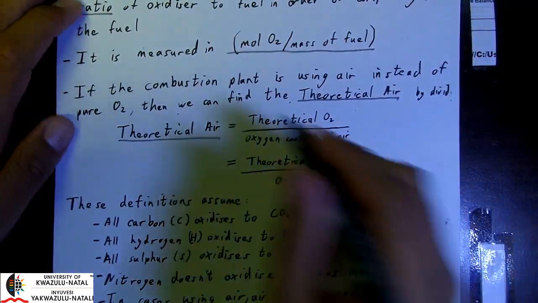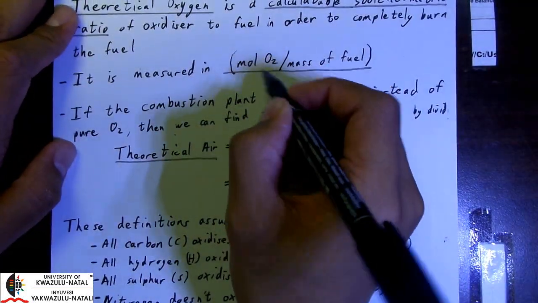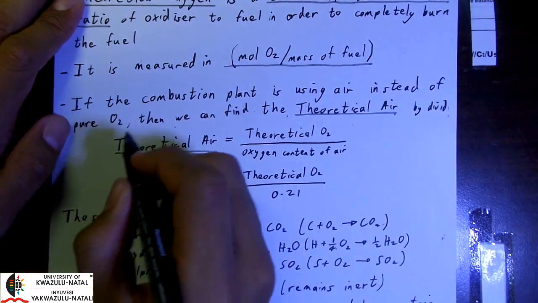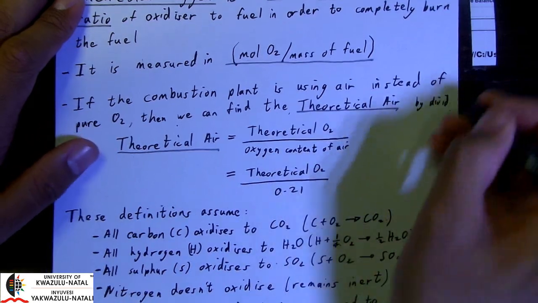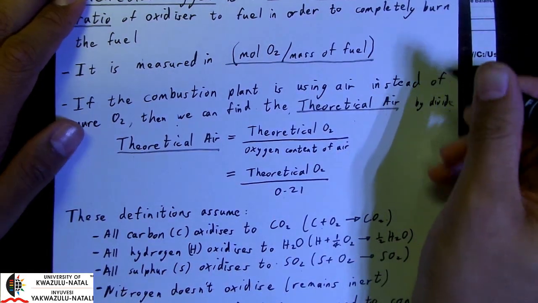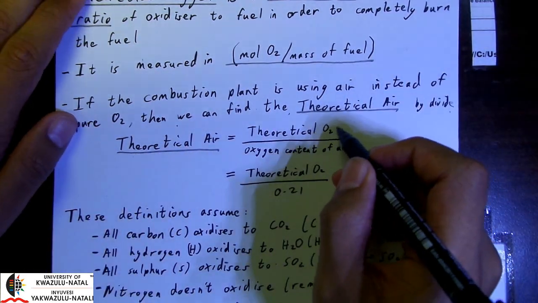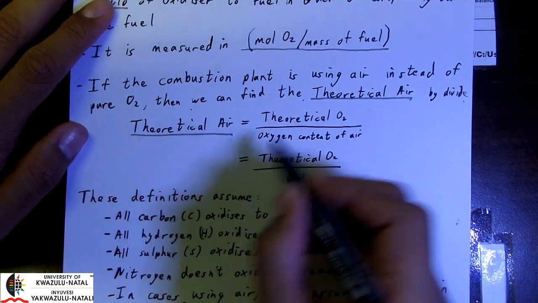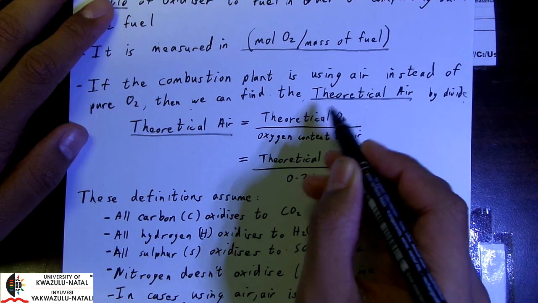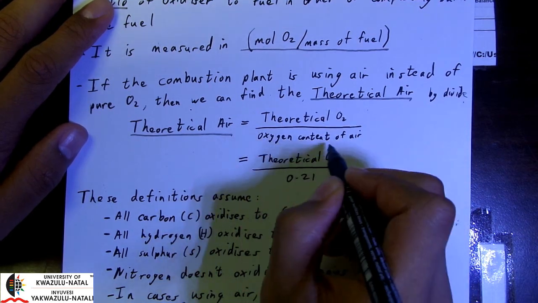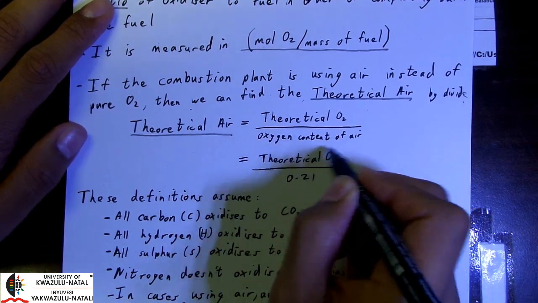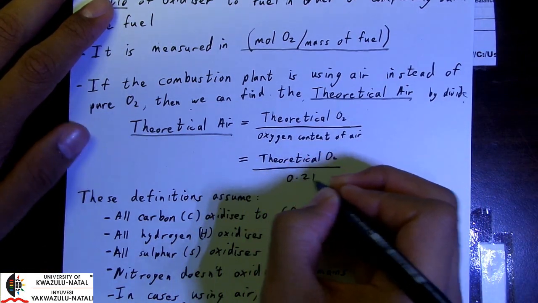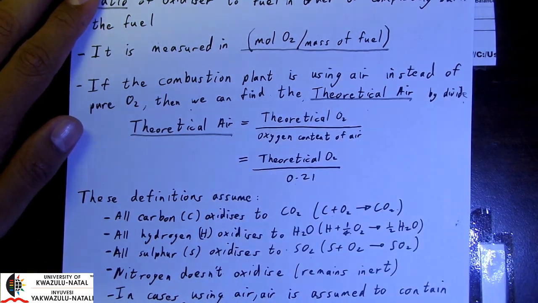Now, if the combustion plant is not using pure oxygen and instead using air, then we can work on theoretical air. And we can convert between theoretical air and theoretical oxygen by the following relationship. Theoretical air is equal to theoretical O2 divided by the oxygen content of air. And the oxygen content of air, or the composition, is typically 0.21 at atmospheric conditions.